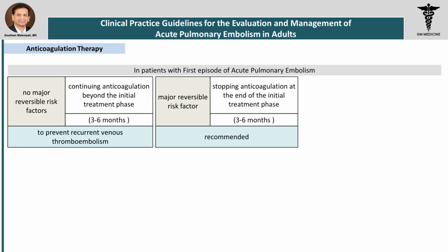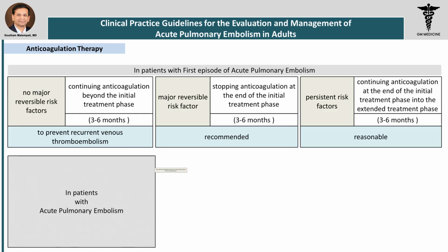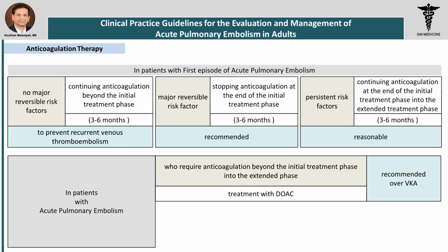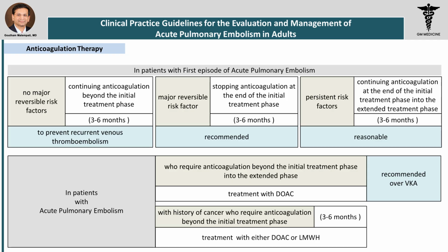In patients with first episode of acute pulmonary embolism due to persistent risk factors, continuing anticoagulation at the end of the initial treatment phase, 3 to 6 months, into the extended treatment phase is reasonable. In patients with acute pulmonary embolism who require anticoagulation beyond the initial treatment phase into the extended phase, treatment with direct oral anticoagulants is recommended over vitamin K antagonists. In patients with acute pulmonary embolism and with history of cancer who require anticoagulation beyond the initial treatment phase, which is 3 to 6 months, either direct oral anticoagulants or low molecular weight heparin is recommended over vitamin K antagonist.